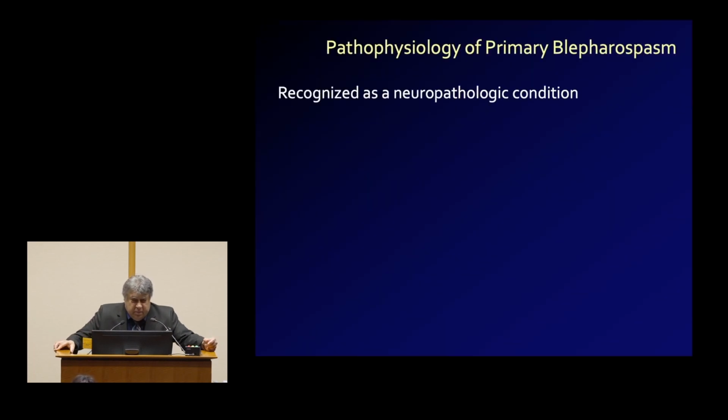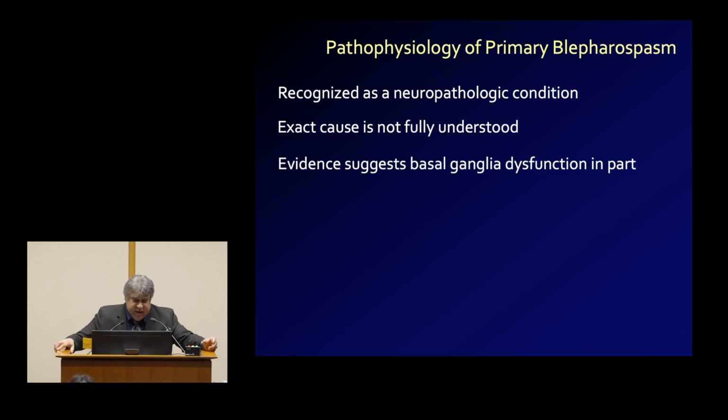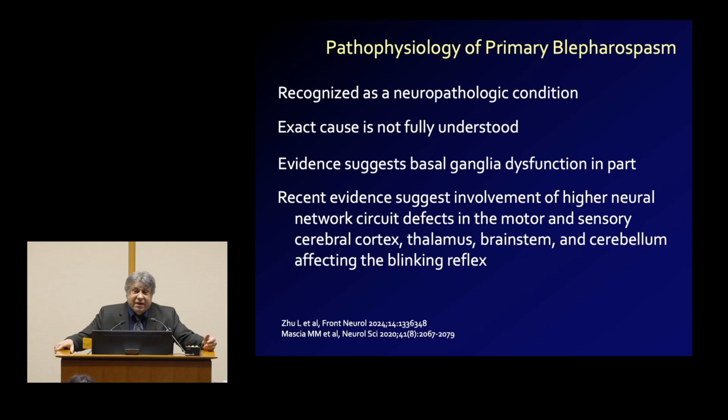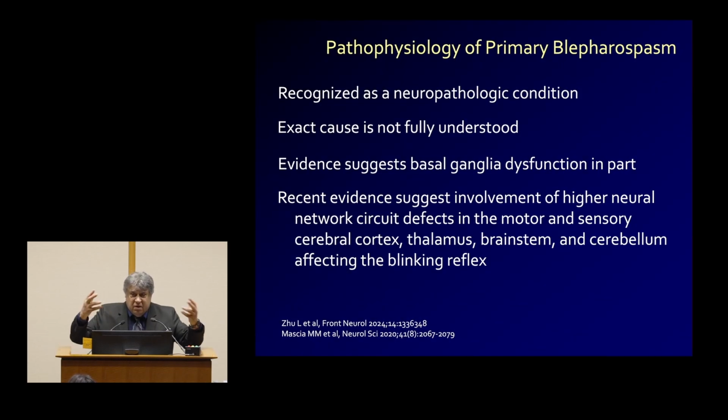Okay. Pathophysiology, what causes it? Well, there are a lot of ideas, and it's really not completely understood. It's certainly a neuropathologic condition, but we don't really understand all the details. The evidence suggests that the basal ganglia in the midbrain is, at least in part, dysfunctional, and recent evidence suggests that higher neural elements are involved, the cerebellum, the brain stem, as well as the cerebral cortex and the basal ganglia.